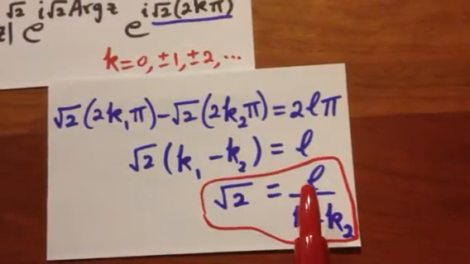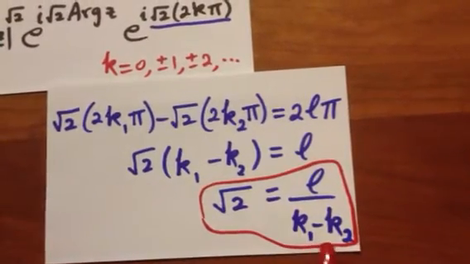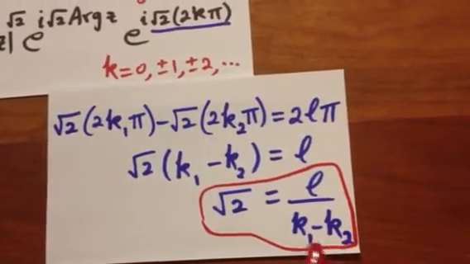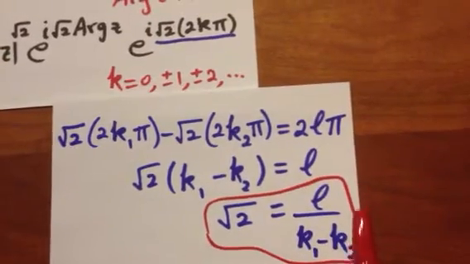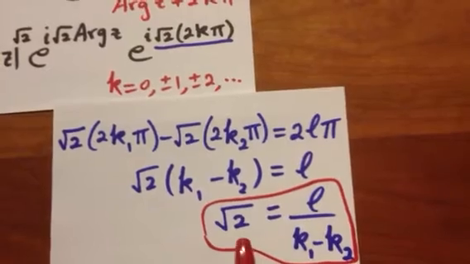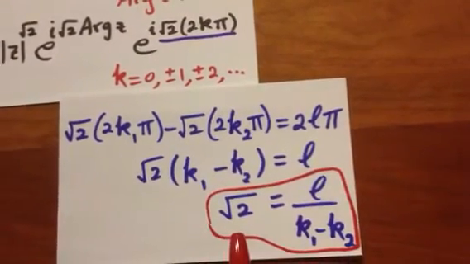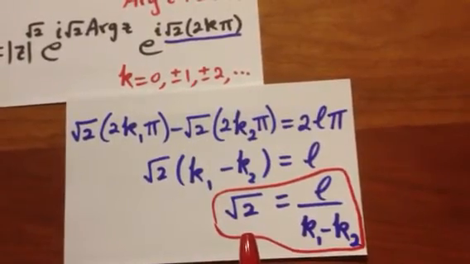We know that L is an integer, and k1 and k2 are integers. The difference of two integers is an integer. An integer over an integer is a rational number. So that means the square root of 2 is a rational number, which is false.